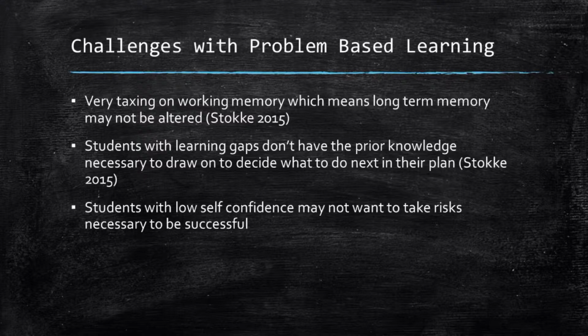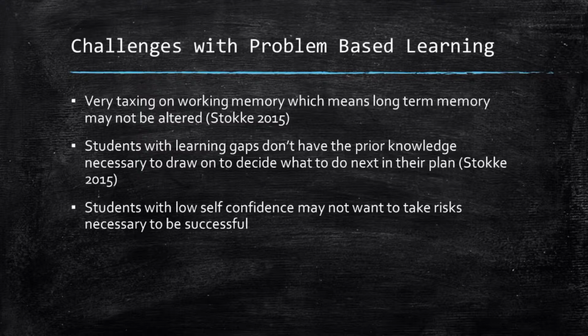Students with learning gaps don't have the prior knowledge necessary to draw on to decide what will happen next in their plan. So if you're doing a problem and you have to figure out, let's say, the net income of someone, you not only have to remember that you're multiplying the hours to figure out their gross, then you have to remember to multiply a percent, which means you have to convert that percent into a decimal. Then you have to try and remember what you're multiplying that percent by, and that can just become very confusing if you don't know the steps right offhand.